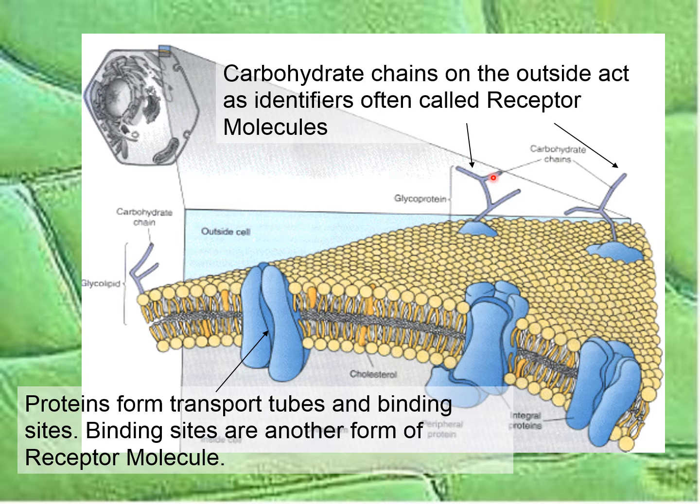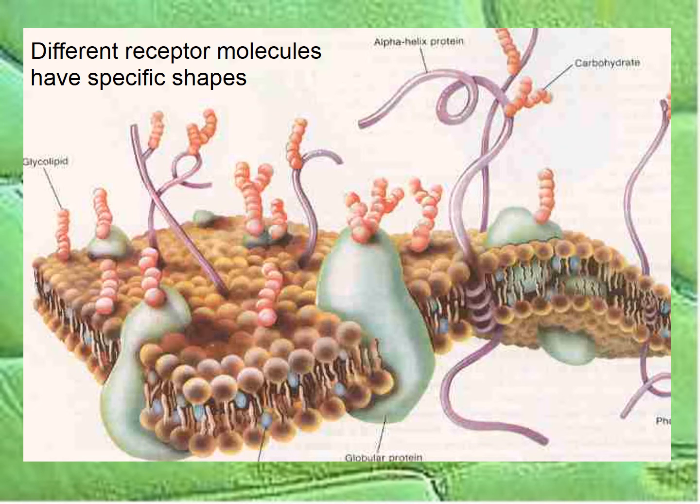So these guys have particular shapes, and another cell will come up and see if the shapes fit into the receptor sites, and if they do, then the cell knows that it's self, and if they don't, then it knows that it's non-self. This is how they can tell self from non-self. Those receptor molecules have different shapes, and the signaling molecules, the glycoproteins, have different shapes as well. This is just another shot showing you all those different shapes.